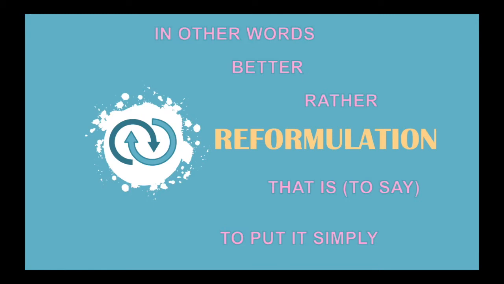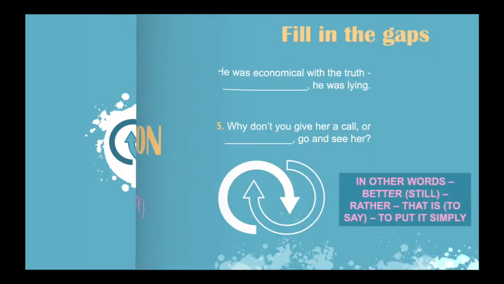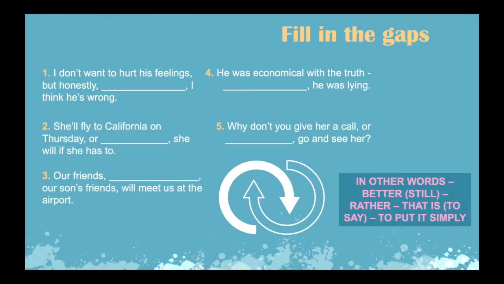For the next set of phrases, for reformulation, we have in other words, better, rather, that is, or that is to say, and to put it simply or to put it more simply. Now let's do another activity. This time the idea is that you fill in the gaps. So once more you have 5 sentences and you've got the phrases in the box, and I'm going to give you some time for you to complete these phrases, and then the next time I speak I'm going to be giving you the answers. So pause now, do the activity, and then press play again.